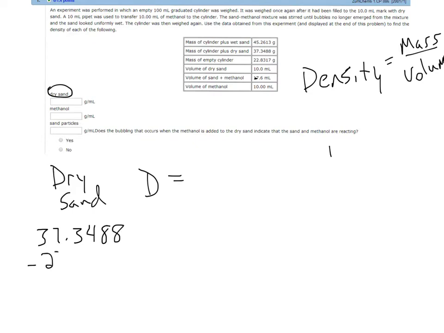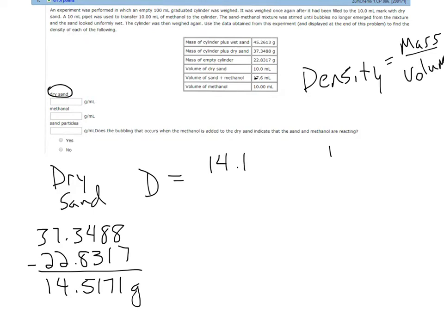37.3488 minus 22.8317, and you get 14.5171 grams. There's your mass of the dry sand. Now for the volume. Thankfully, they give that directly to us in the data table: 10.0 milliliters.